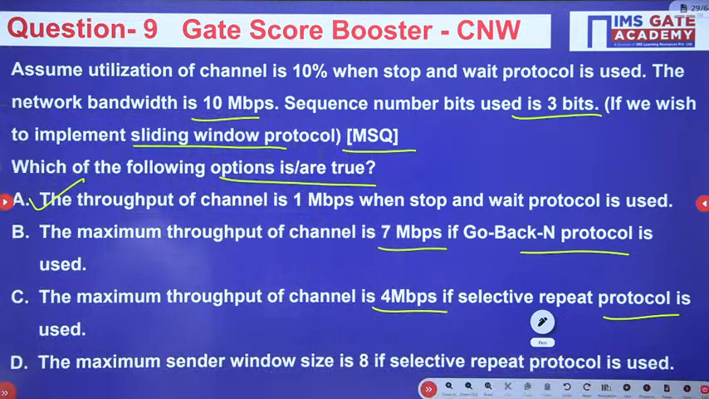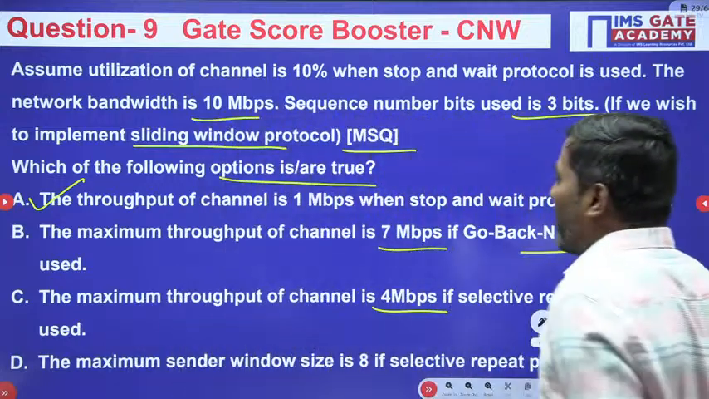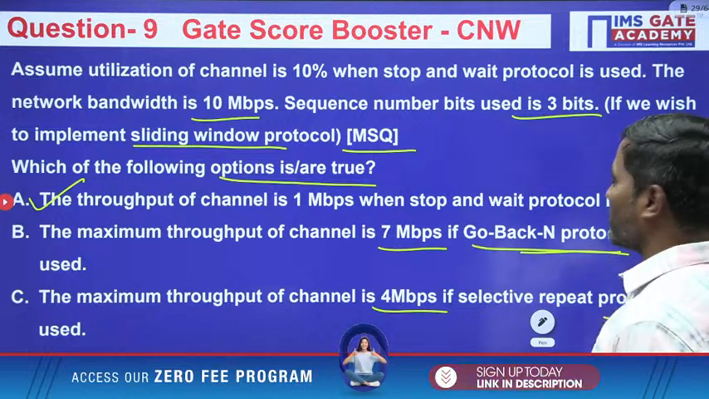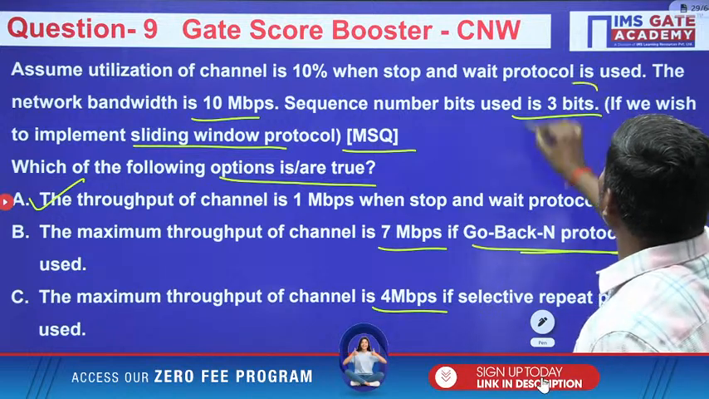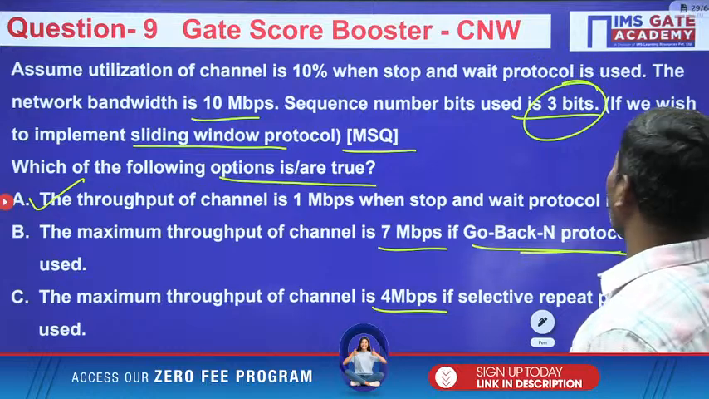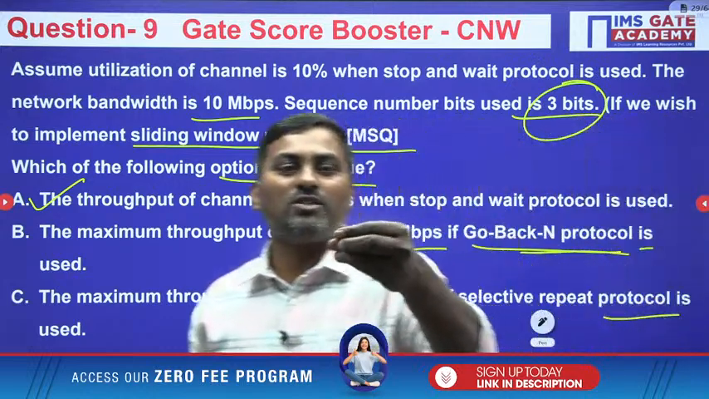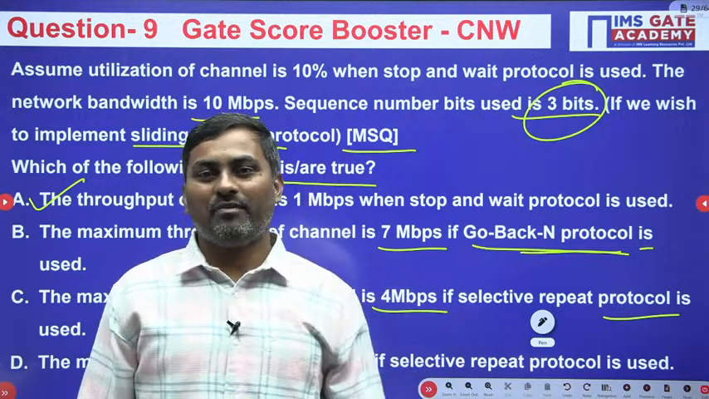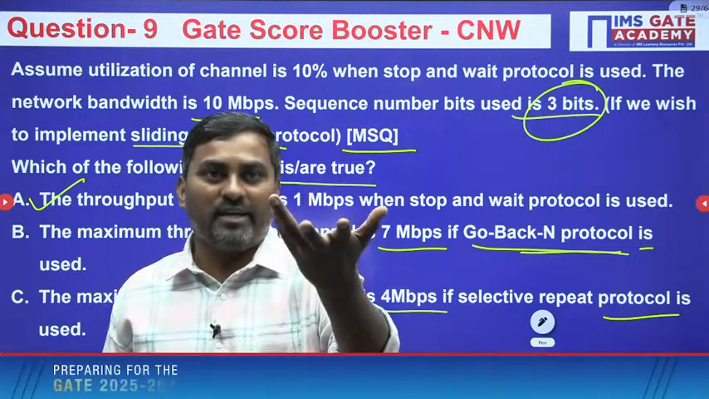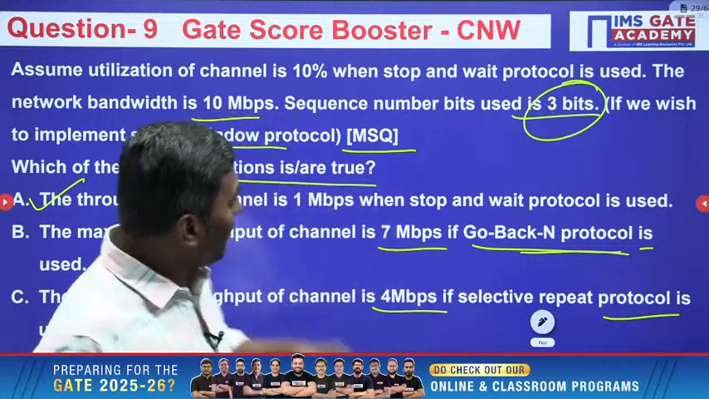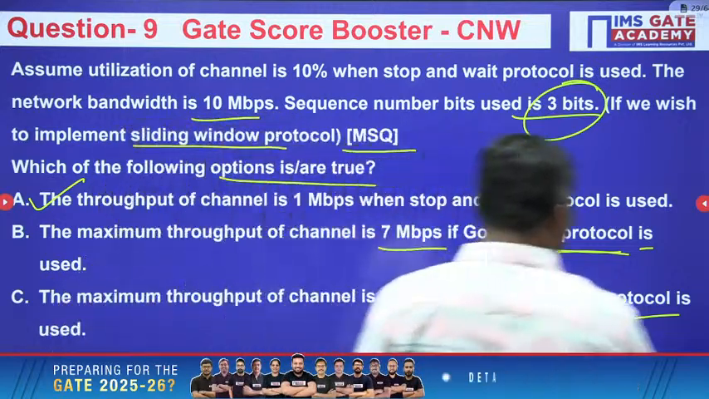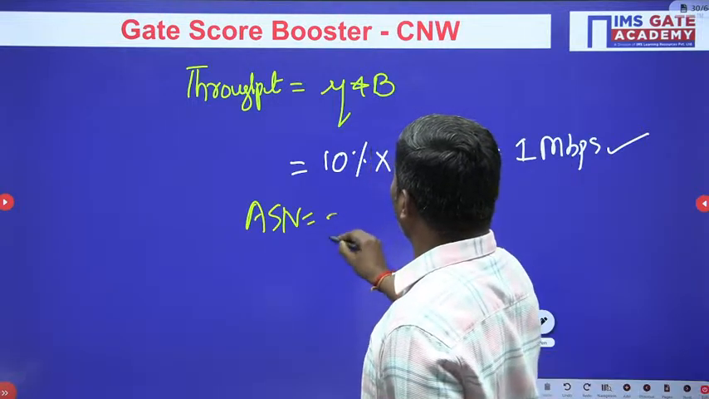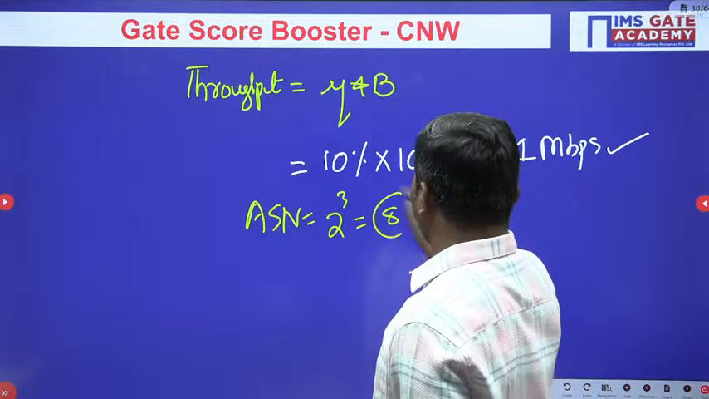A is true. What about B? Maximum throughput of the channel is 7 megabits per second if the GBN protocol is used. Now how many sequence number bits are there? In case of stop and wait protocol, how many sequence numbers do you have? You are able to send only one packet at a time, correct or not? Now the available sequence numbers will be 2 power of 3: 8 sequence numbers.